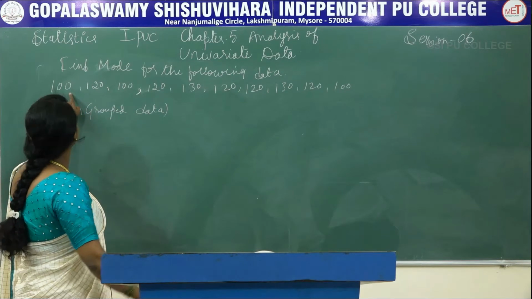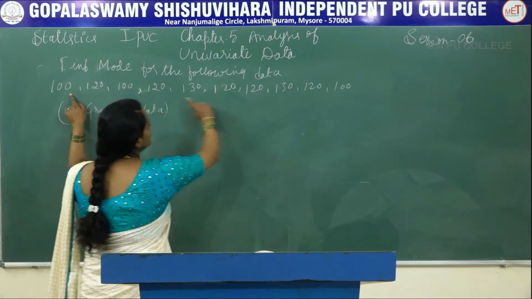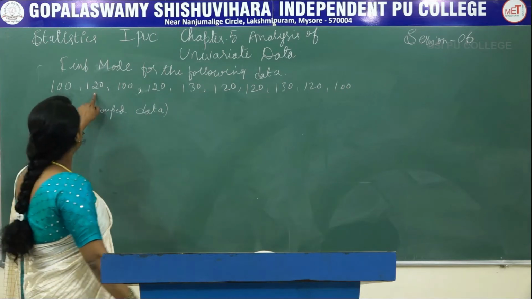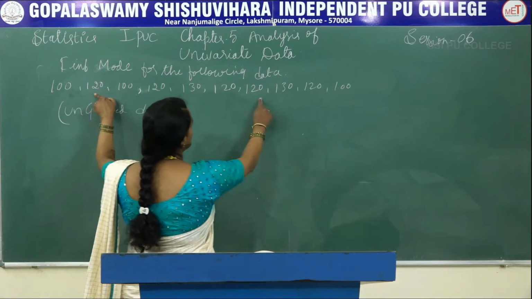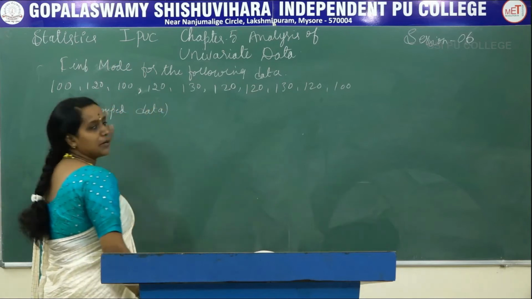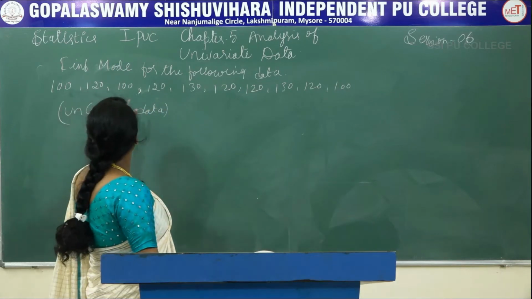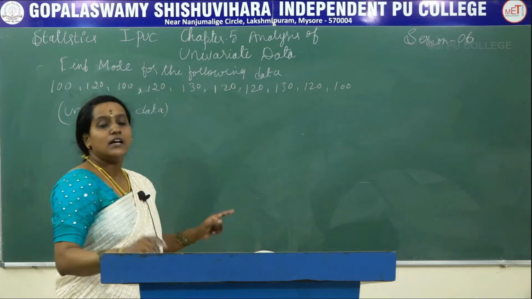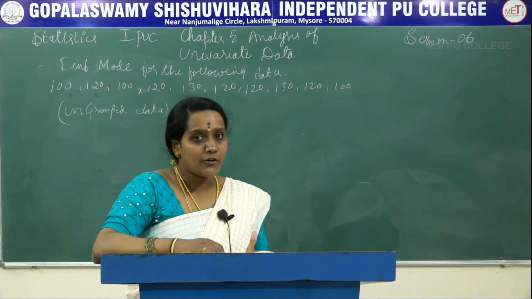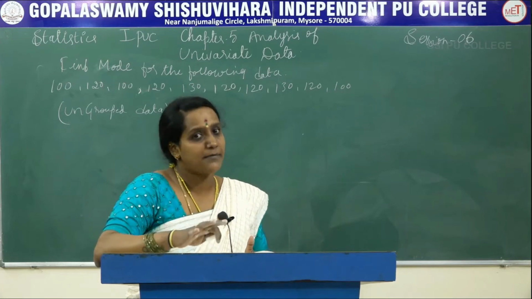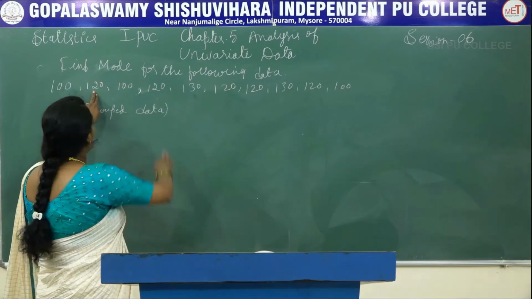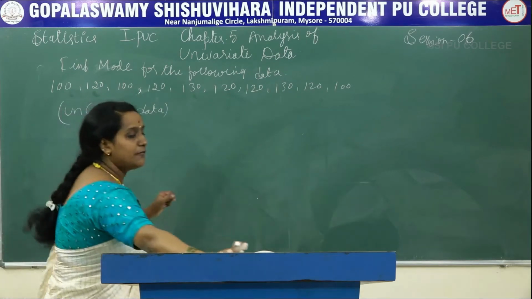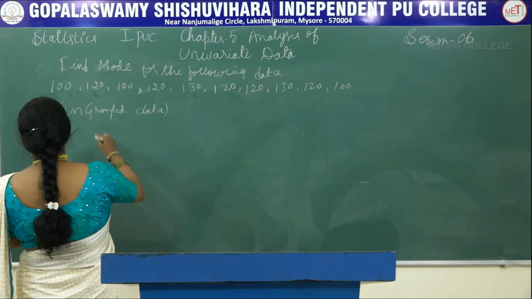Here 100 has repeated 1, 2, 3 times. 100 repeated only 3 times. And 120 repeated 1, 2, 3, 4, 5 times. Another value is 130, which repeated only 2 times. So which value repeated most of the time? It is 120, repeated 5 times. So 120 will be your mode.